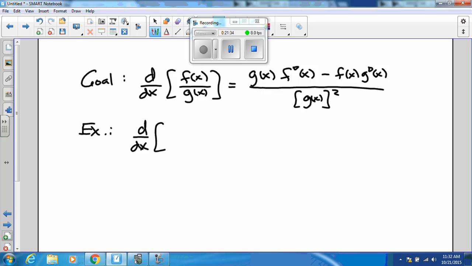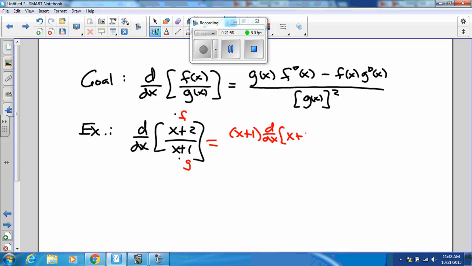So for example, if I need the derivative of maybe x plus 2 over x plus 1, then I would identify the top function as f, the bottom function as g. And then I would use the form g of x times the derivative of f of x. Yes, I know you can do that derivative in your head. What is it? 1. But at this point, I want you writing the form first so that you remember it, right? And then in a week or so, I'll release you to do quick rules.